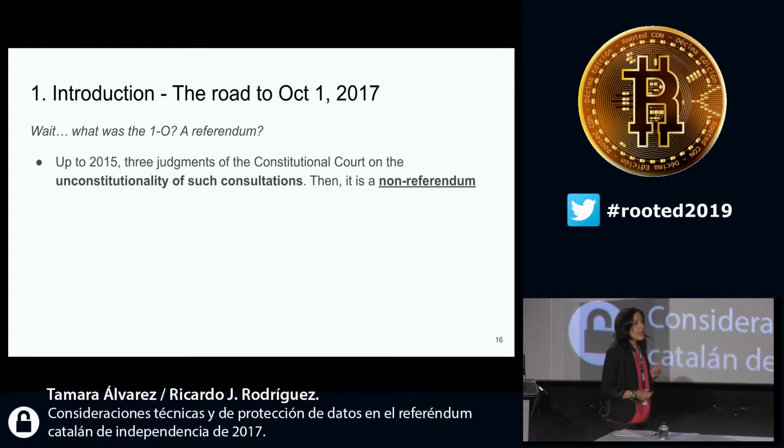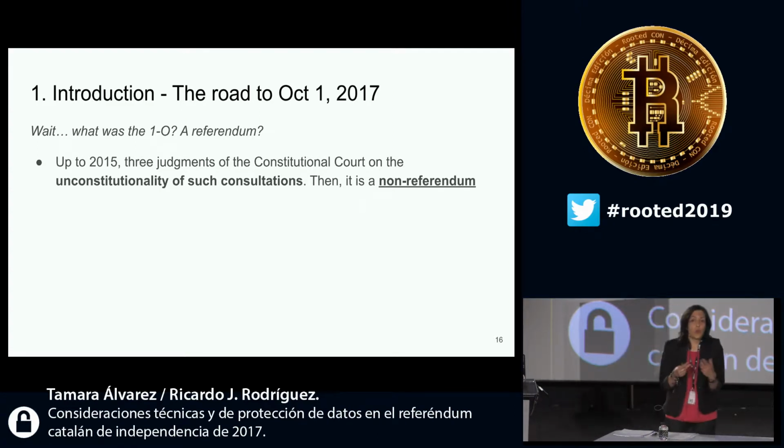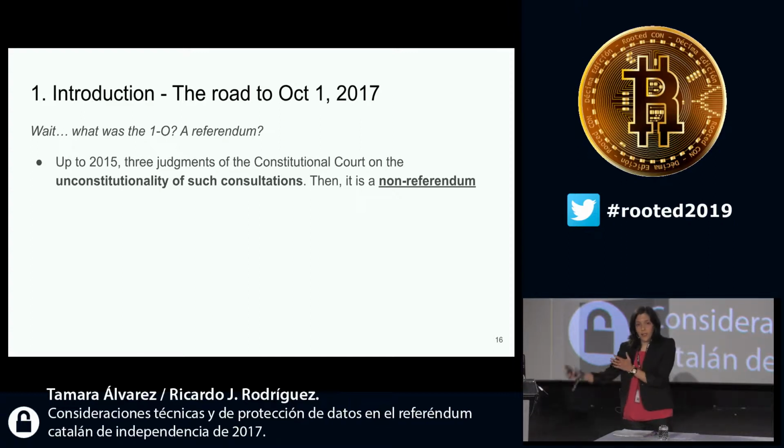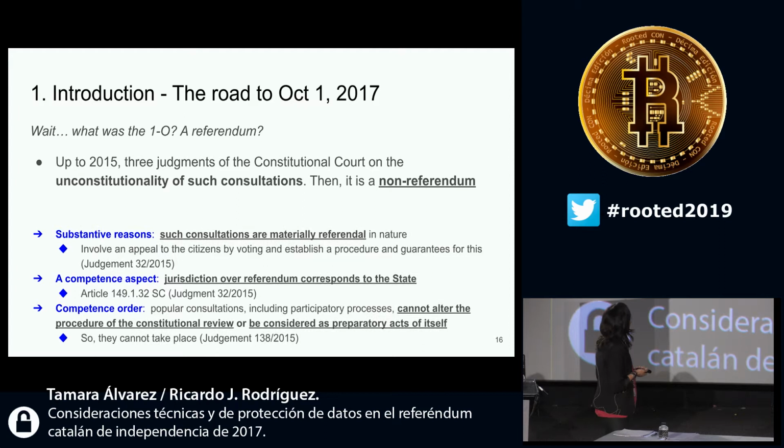Okay, I think one of the slides might be in the wrong place, but in this first stage of the participation, the non-referendum or the popular consultation, to distinguish it from the referendum, here the Constitutional Court rules on the unconstitutionality of that Catalan process through two main ideas.